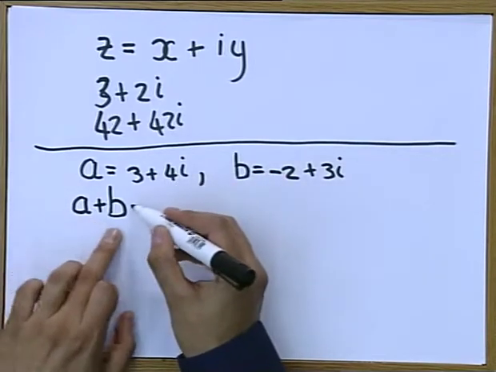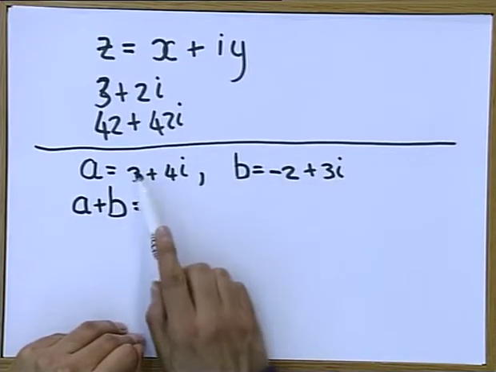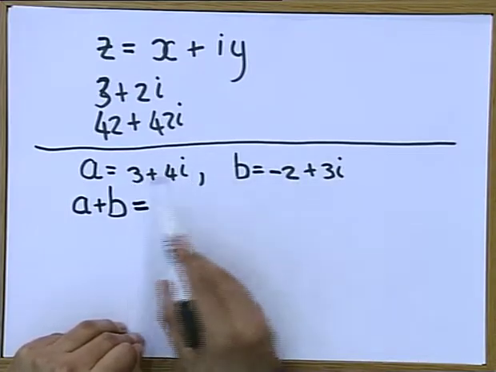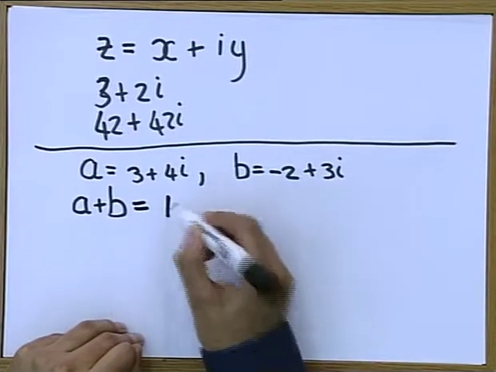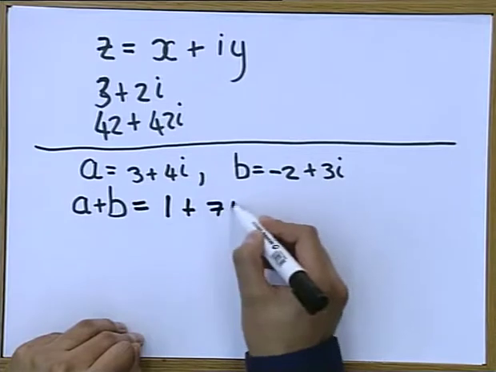But if I add a plus b, I basically add the real parts together. So in this case 3 plus minus 2 would be 1, and then 4 plus 3 would be 7, so the result of that would be 1 plus 7i.